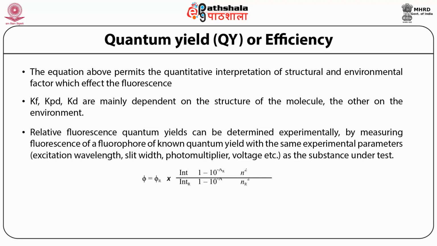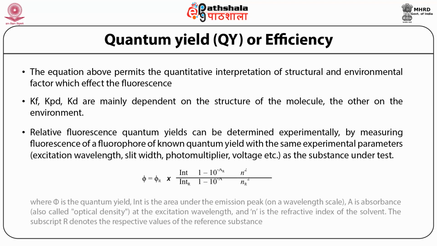This equation can be used to calculate the relative fluorescence quantum yield, where phi is quantum yield, INT is the area under the emission peak, A is absorbance, also called optical density, at the excitation wavelength, N is the refractive index of the solvent, and subscript R denotes the respective value of the reference substance.